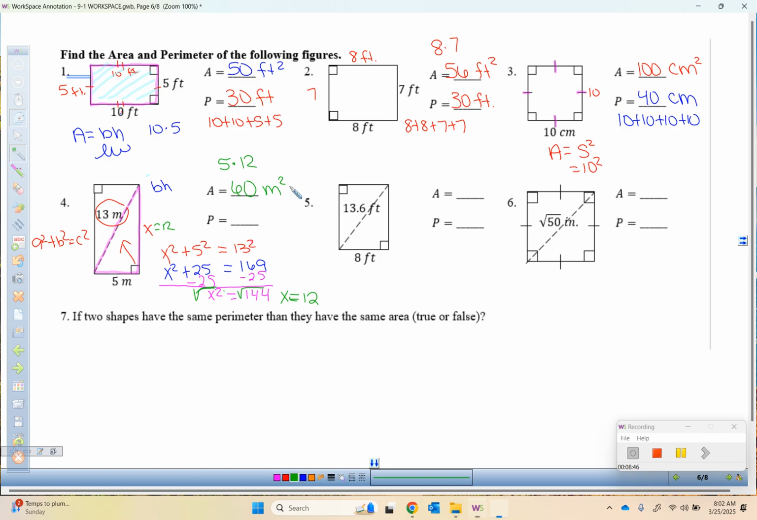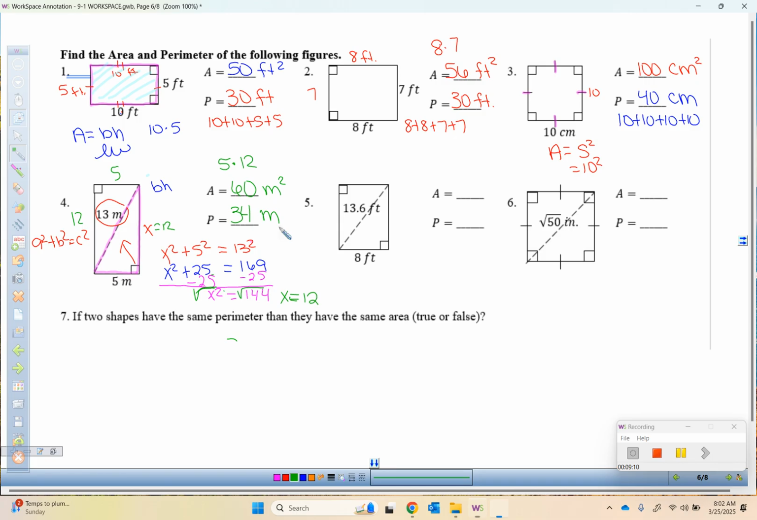Now can I find my perimeter? So to find my perimeter, I have 5 and 12, and I know that this side is 12, and I know that this side is 5. And we're just adding those sides together. So my perimeter is 12 plus 12 plus 5 plus 5. I think it comes to 34 meters. Okay? So any questions on that?